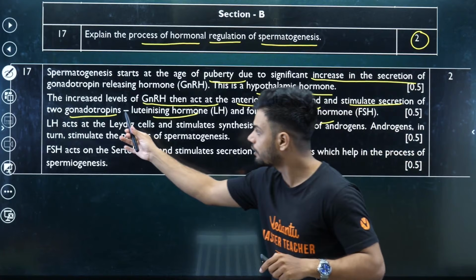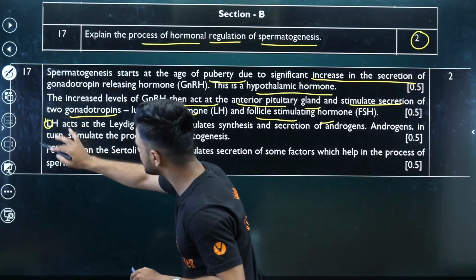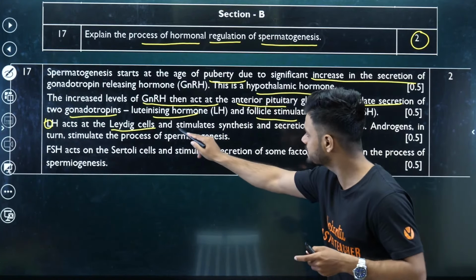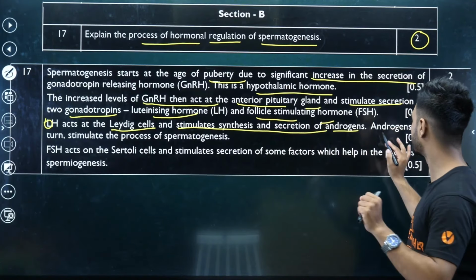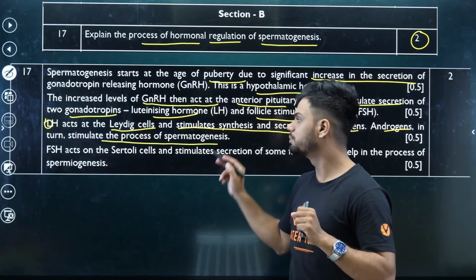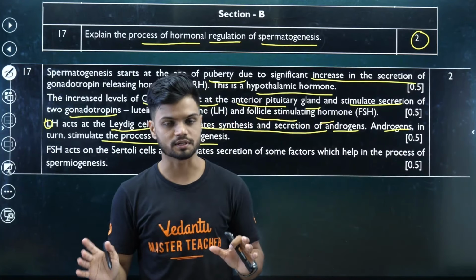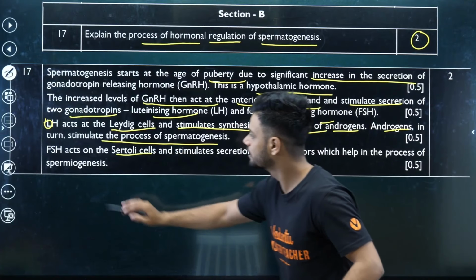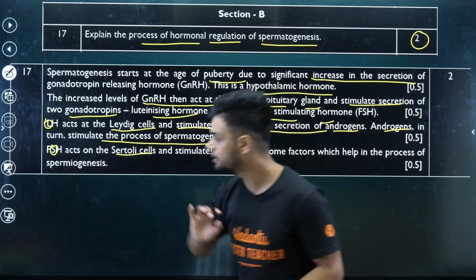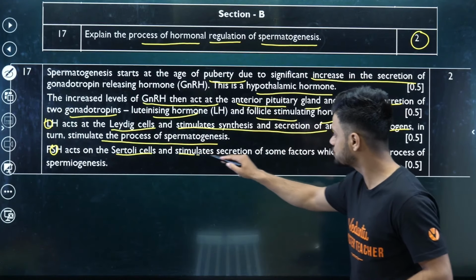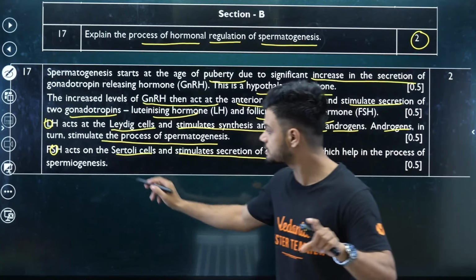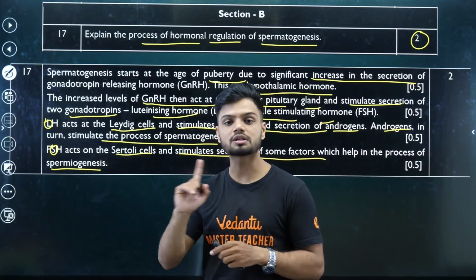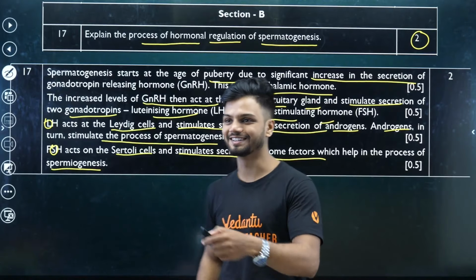Remember the flowchart here. LH, I told you, L for Leydig cell, acts on the Leydig cells, which secrete testosterone, which is a type of androgen. It stimulates the synthesis of androgen, with example testosterone. Androgen in turn stimulates the process of spermatogenesis. Then what about FSH? FSH will act on the Sertoli cells. See here, the S stands for Sertoli cells. And it stimulates the secretion of some factors which help in spermiogenesis, not spermatogenesis. Please remember this. Sertoli cells are involved in spermiogenesis, not spermatogenesis. Clear? First question, done. Let's go to the next question now.